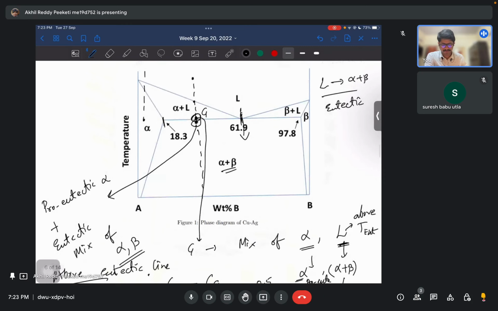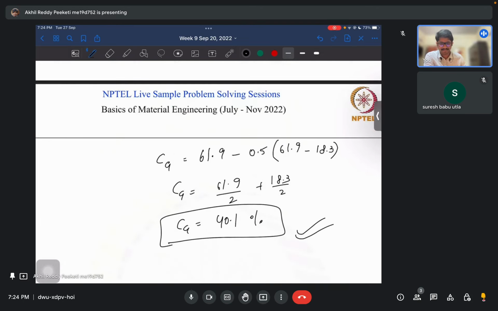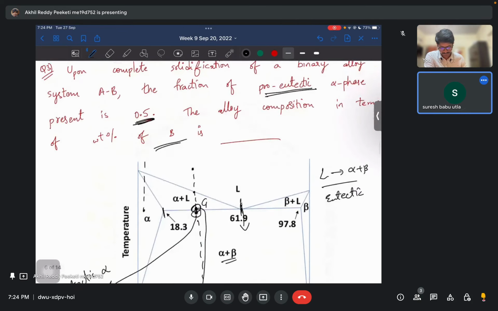So if your actual composition is 40%, then when you are cooling down from full liquid, you will have some primary alpha and liquid, and then proeutectic alpha and then eutectic mixture of alpha plus beta. Okay. Is this clear? Yeah.